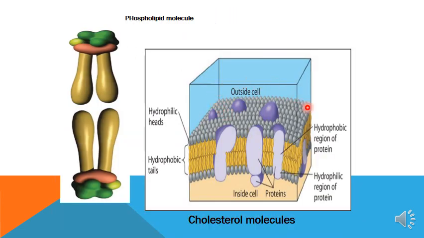This is also the picture of the molecular structure of the cell membrane. When this picture comes in the exam, I will write molecular structure of the cell membrane. This is the phospholipid bilayer, the integral or transmembrane protein, and it is the peripheral protein.